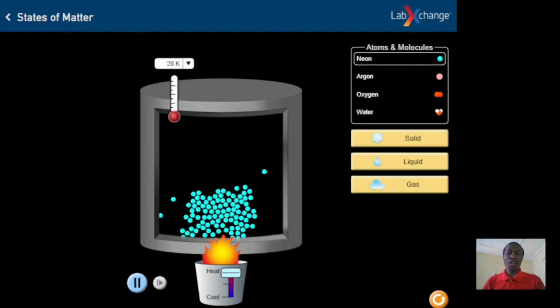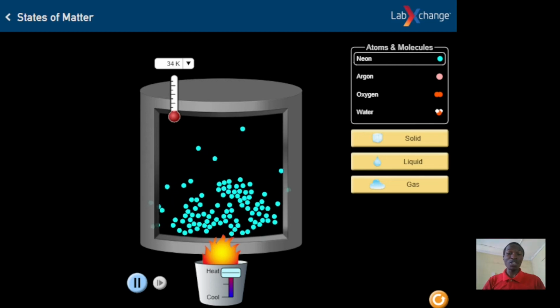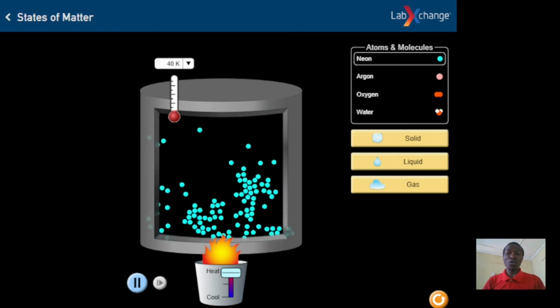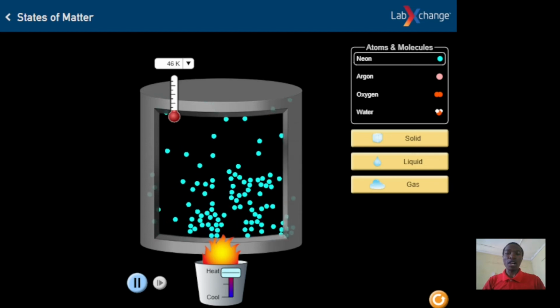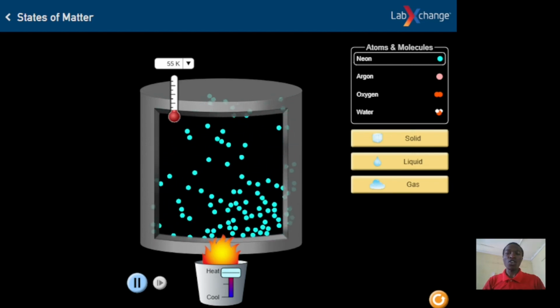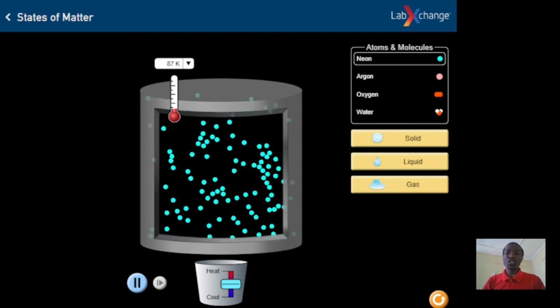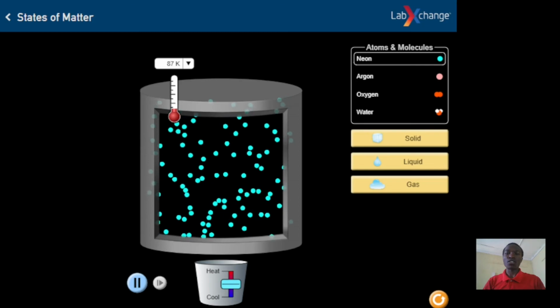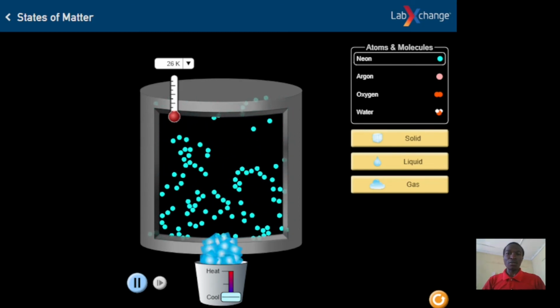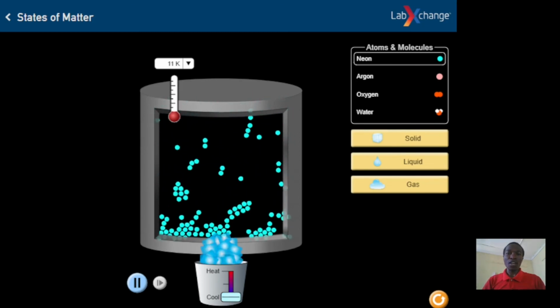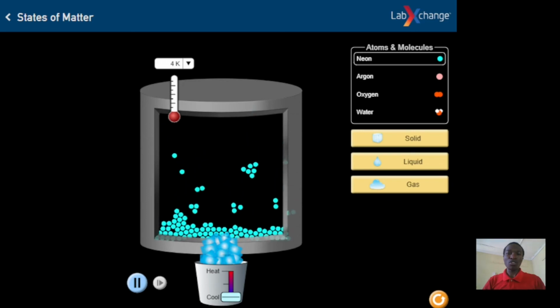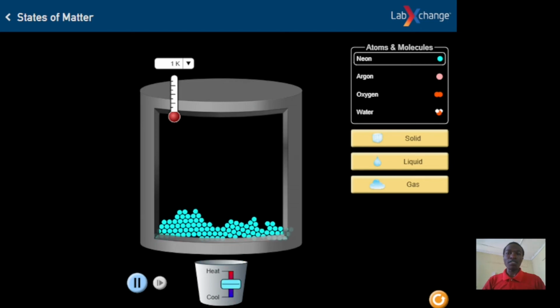Just heat, and all of a sudden the particles start flying away from each other because we are overcoming the forces of attraction. It has moved all the way from solid through liquid and into the gaseous phase. You can see the temperature dropping all the way and the particles settle at the bottom all together up to 1 Kelvin, which is practically about negative 272 degrees Celsius.